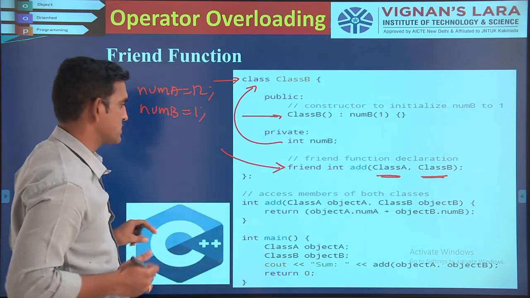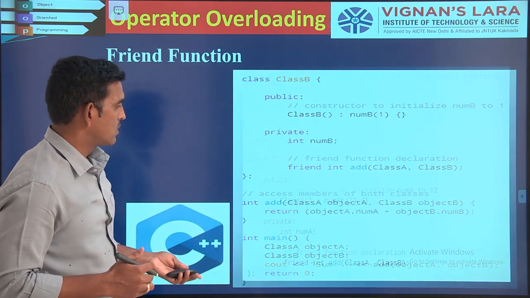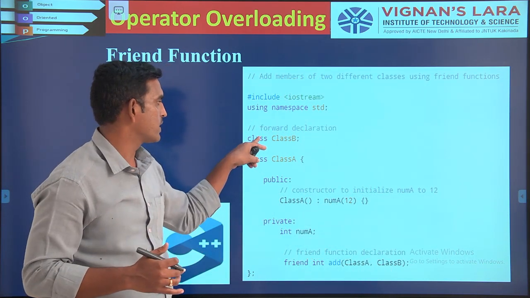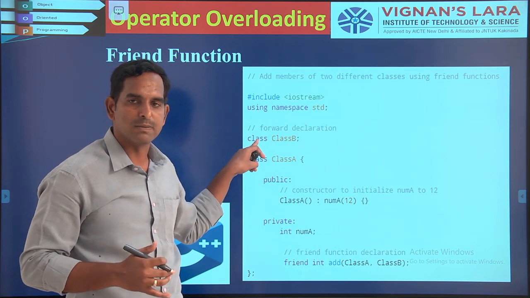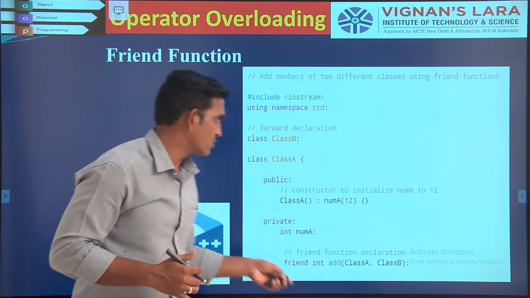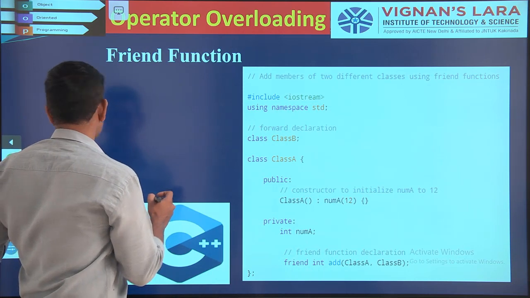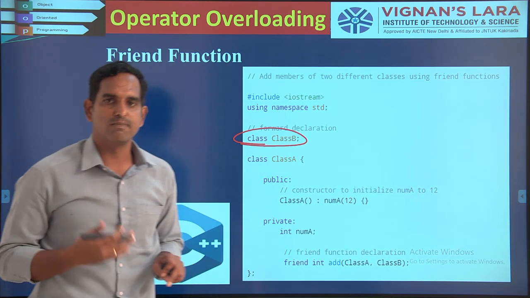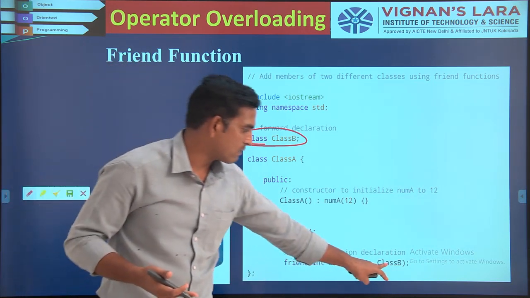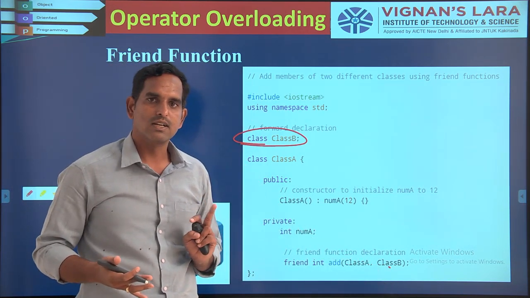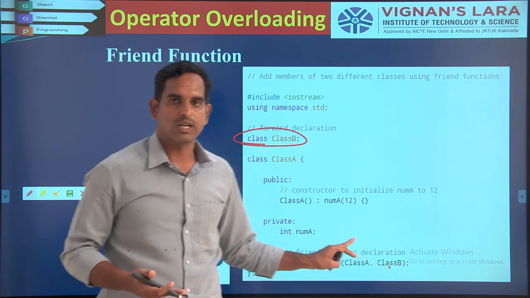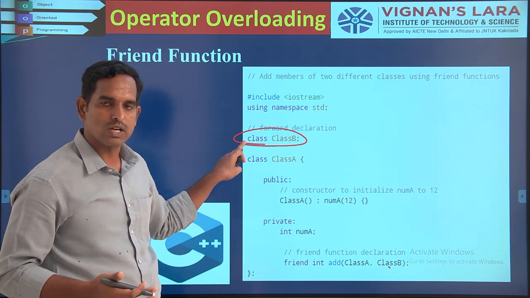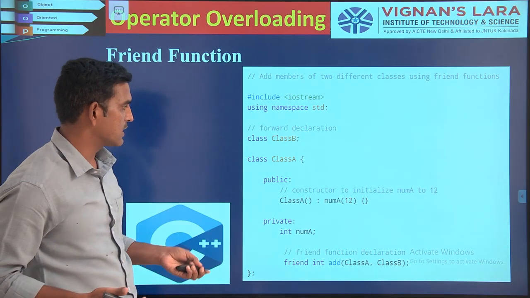But if you see in the previous slide, this class B hasn't been defined yet. That is why we are making a forward declaration of class B. But if you don't write this particular line and use class B here, it will give you an error. Why? Because you haven't declared or defined class B yet, but you are trying to use its object. So in order to use its object, you have to forward declare your class B here. That is why you are doing this.